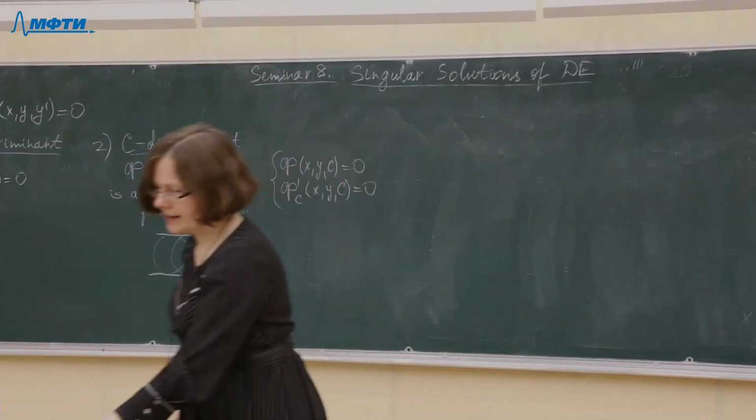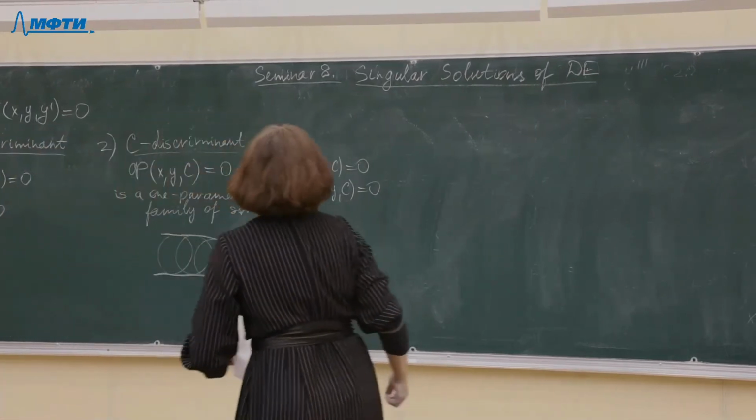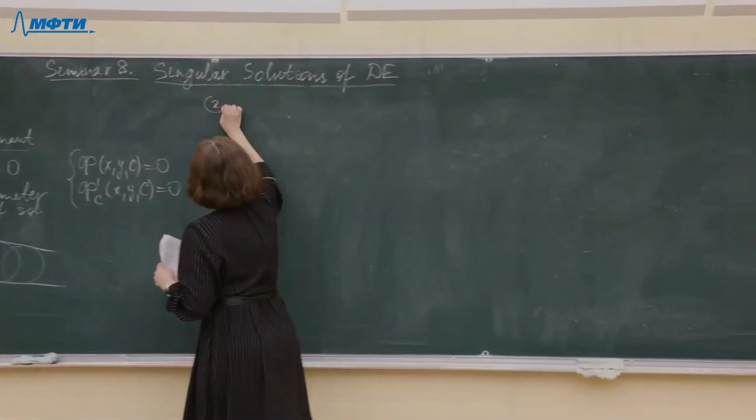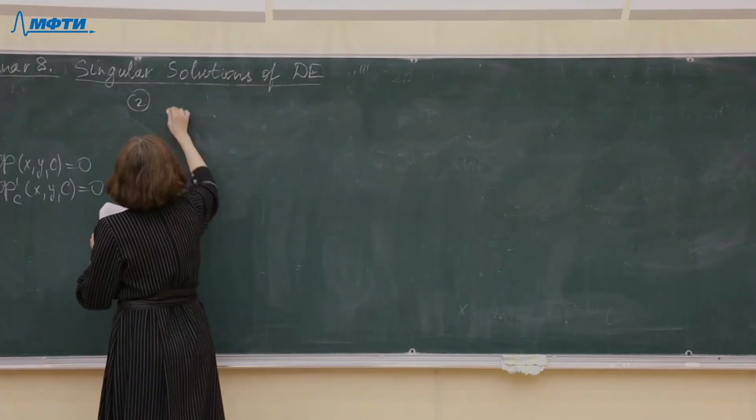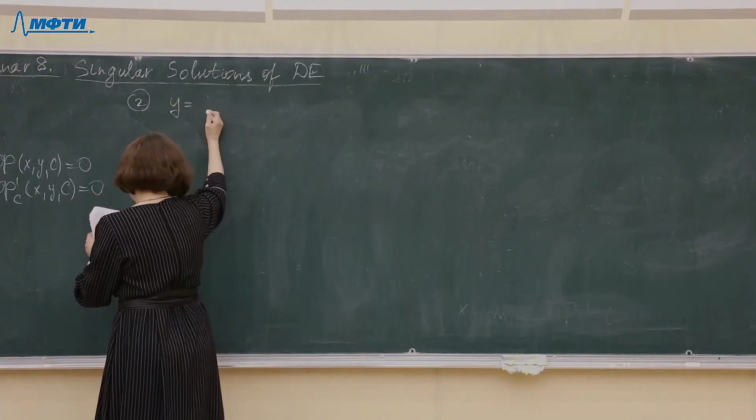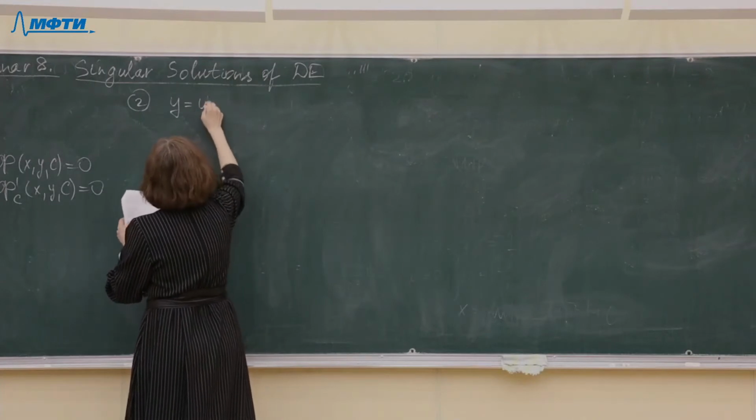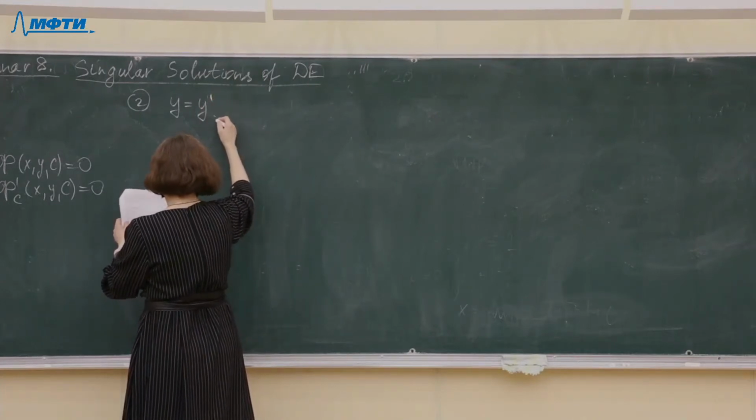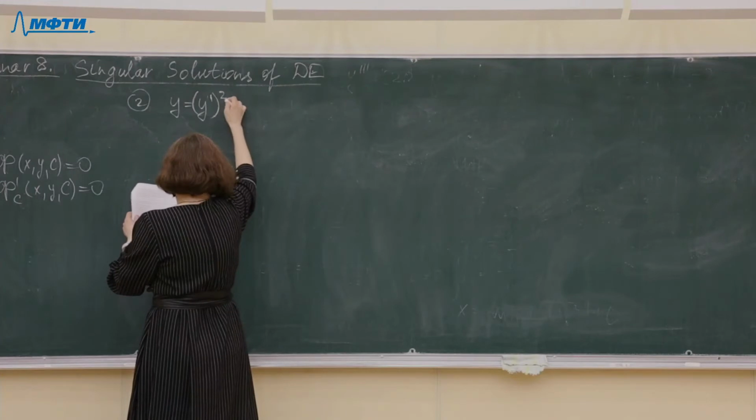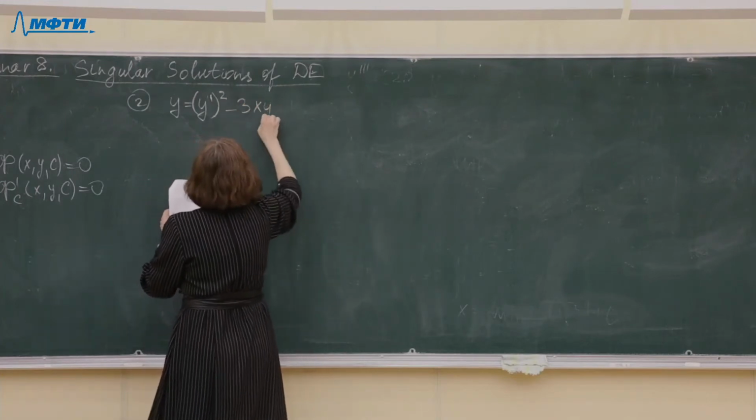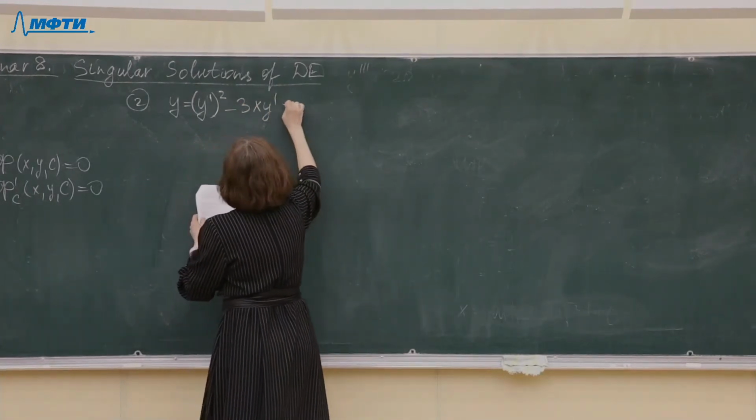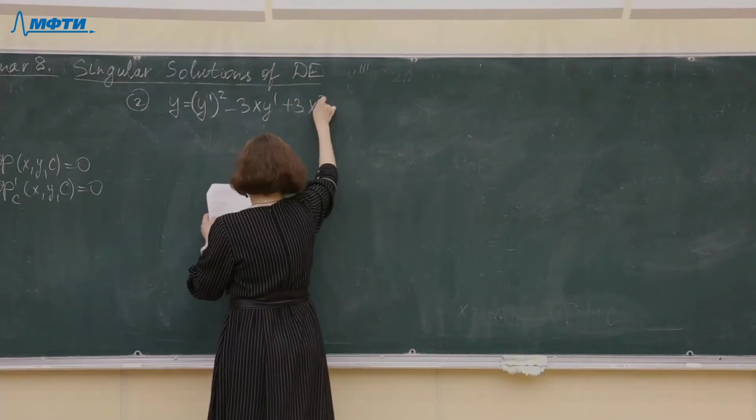Okay, in this case, let's consider an example. Task number 2. Find the singular solution of the differential equation y equals y prime squared minus 3xy y prime plus 3x squared.